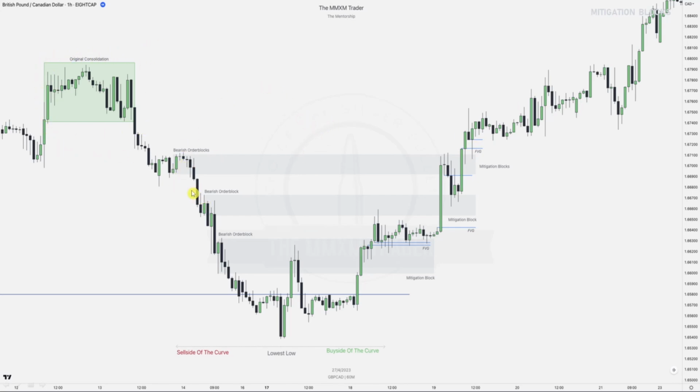So really outline those old arrays from the sell side of the curve, extend them out in time into the buy side of the curve, and wait for your new PD array to form, and then it will be more probable to take a trade from.